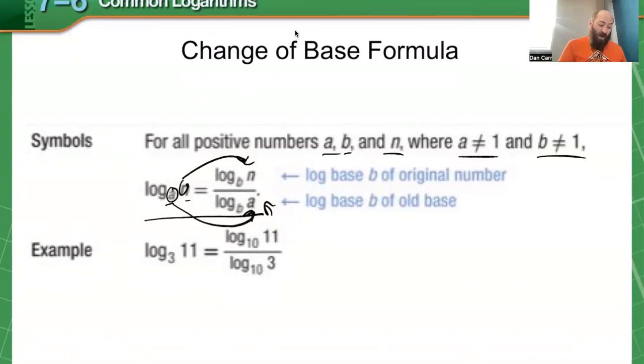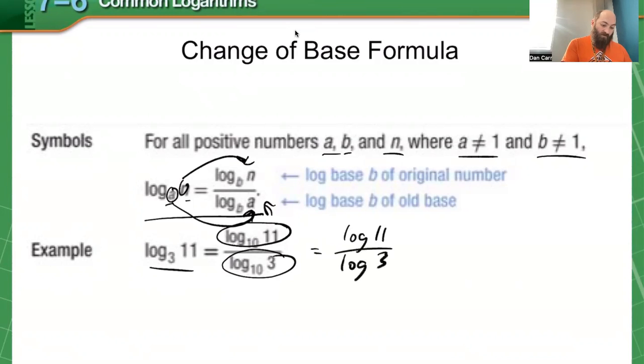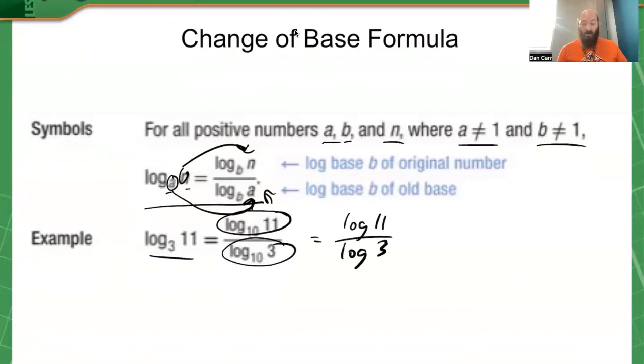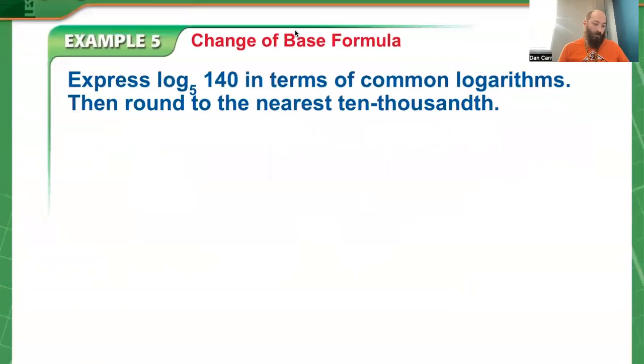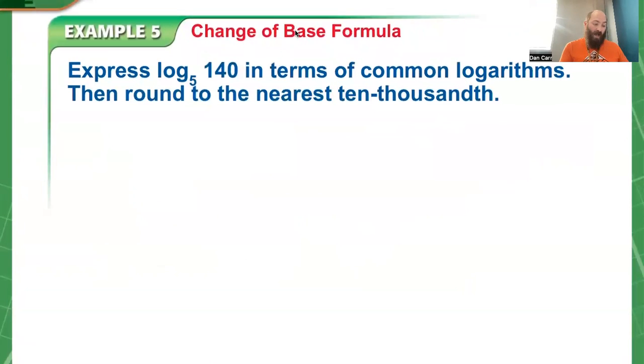So how we can use this with our common logarithms: if I'm evaluating log base 3 of 11, that's the same as taking log base 10 of 11 divided by log base 10 of 3, which is the same as log of 11 over log of 3. That might make things a little bit easier. With this example, just real quickly, we're going to express log base 5 of 140 in terms of common logarithms, and then round to the nearest 10,000.